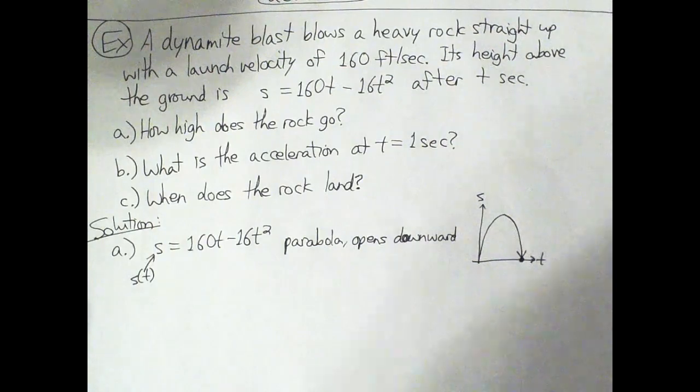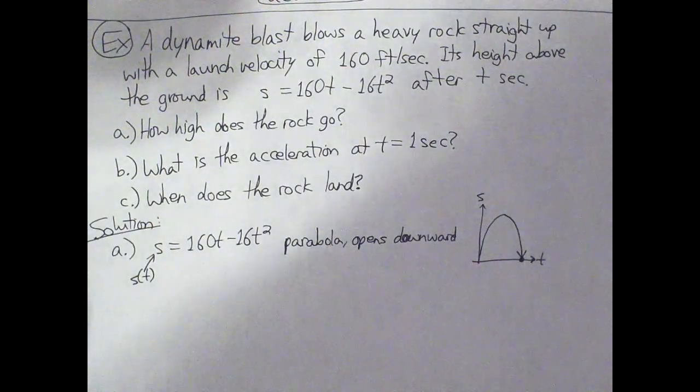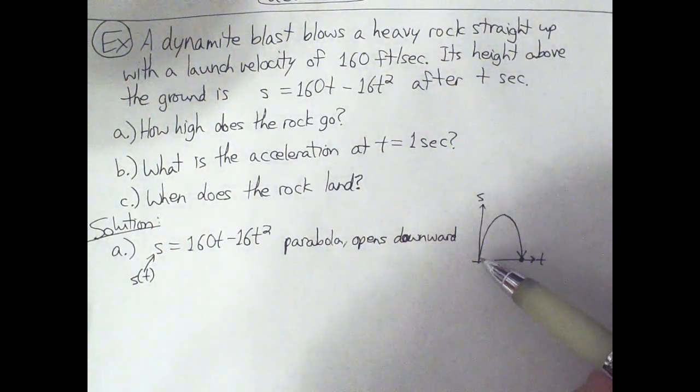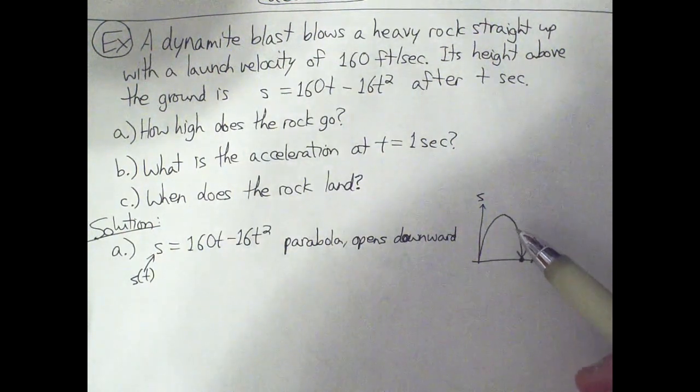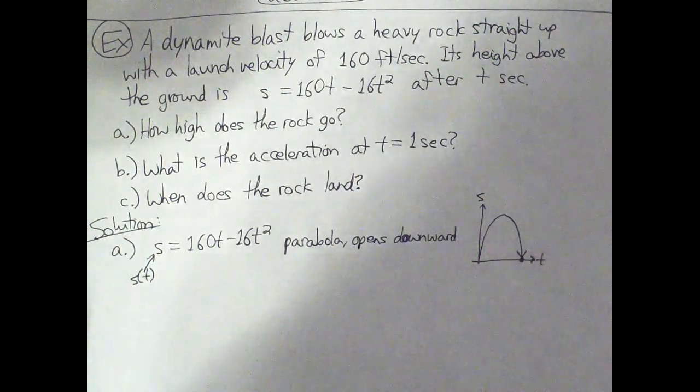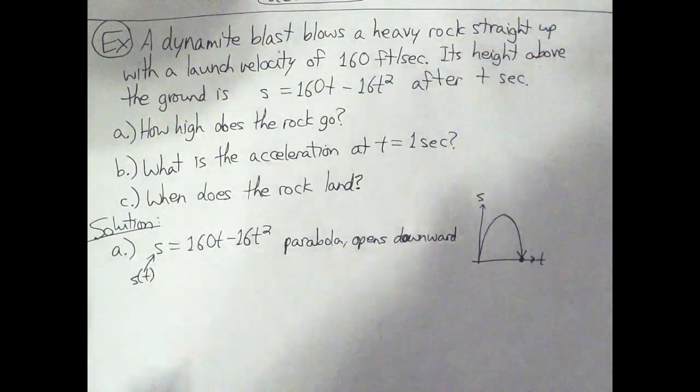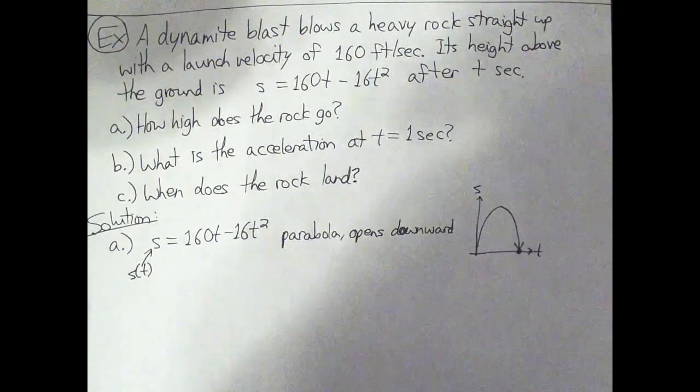Yeah, I think that makes sense, because if this rock gets blasted up into the air, it goes up and up and up. Eventually, it reaches some maximum height, and then it starts falling down, down, down. This part of the problem is asking us, how high does the rock go?